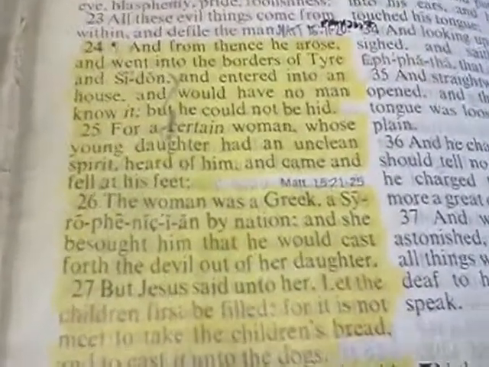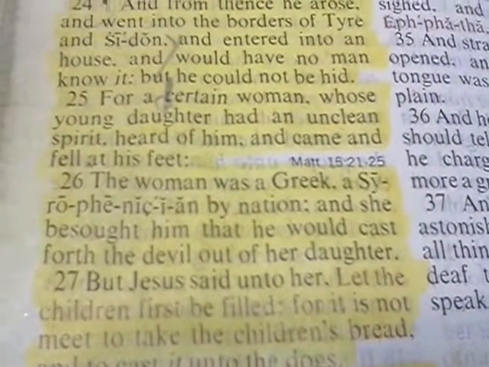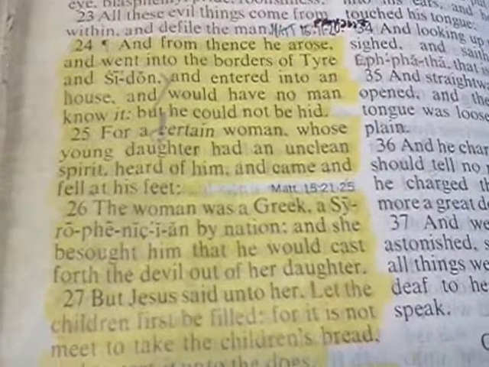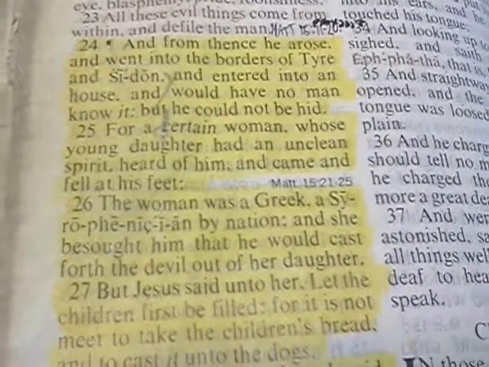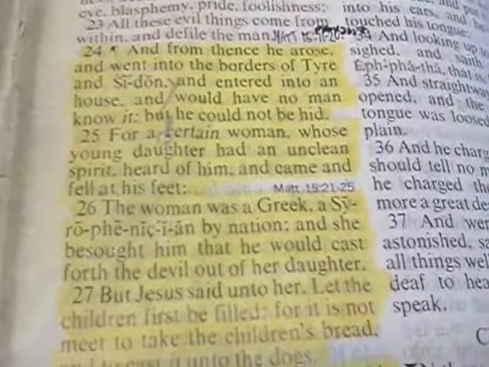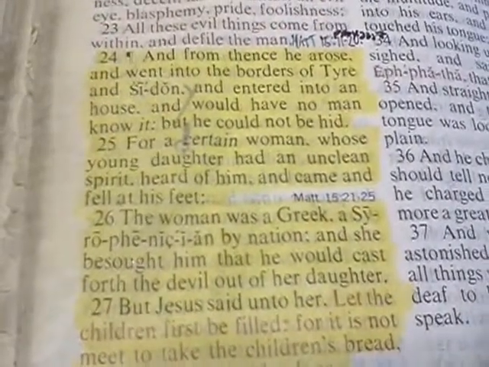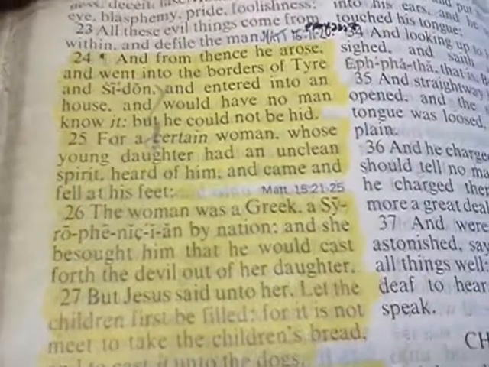Read Mark chapter 7, verse 26. St. Mark chapter 7, verse 26. The woman was a Greek, meaning this woman was a Gentile who took upon the customs, religion, and language of the Greeks, who spoke Greek. Go ahead. A Syrophoenician by nation. All right, a Syrophoenician by nation.